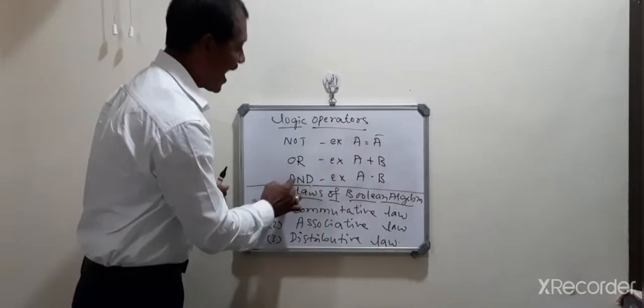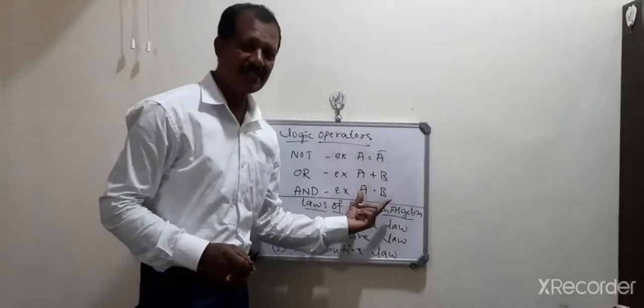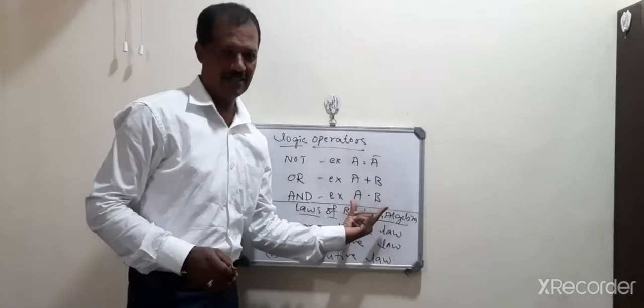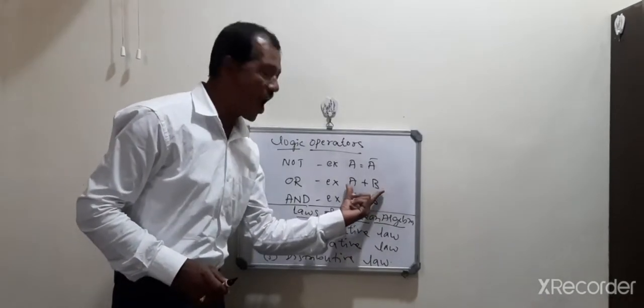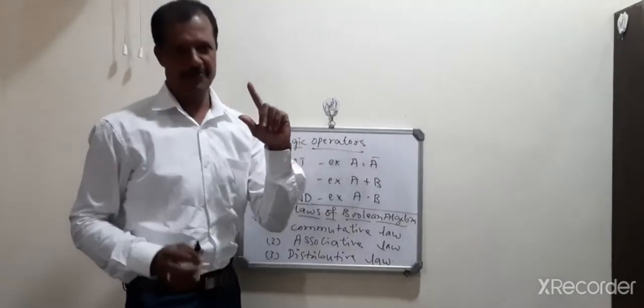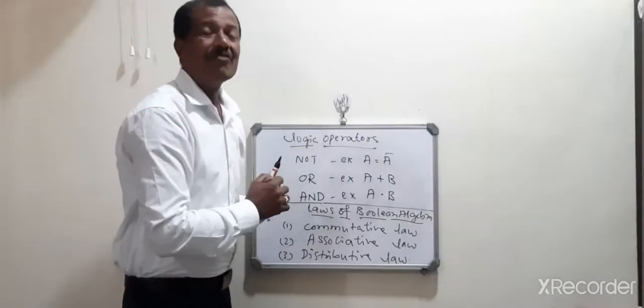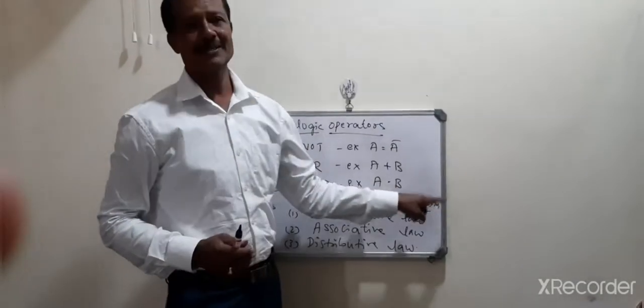Okay, so next one is AND operator. Here we are going to use dot. So A dot B means here there is one logic going on, so here it is an AND logic. So A and B. So this is AND logic, this is OR logic, this is NOT logic. Okay, so now we have discussed the different logical operators. Very important. Next one is laws of Boolean algebra.